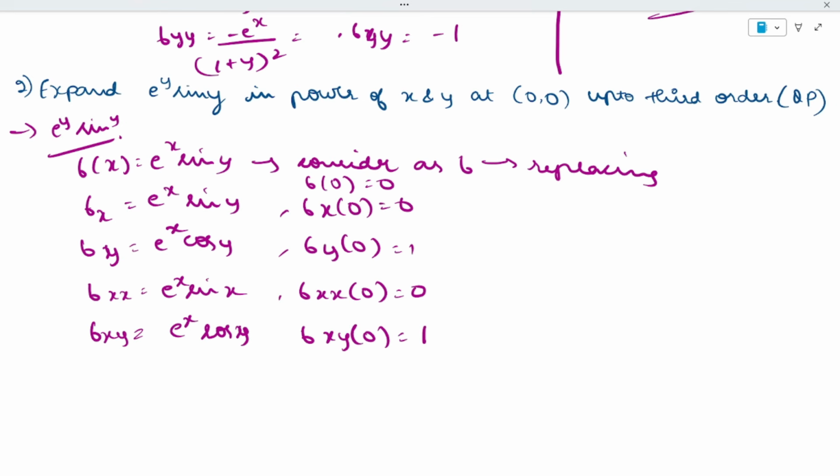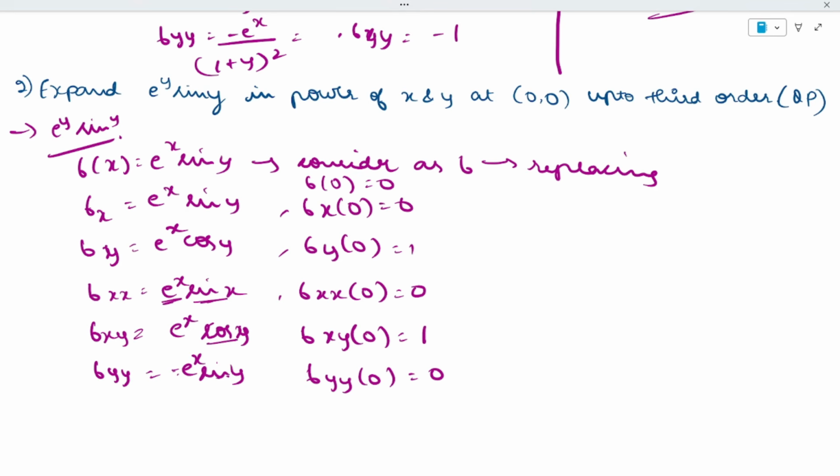Now, what you have to do with respect to y: that will be e^x times minus sin y. If you do the differentiation, e^x and cos will be minus sin, and e^x will be as it is. Next, f_yy(0) will be giving you 0.